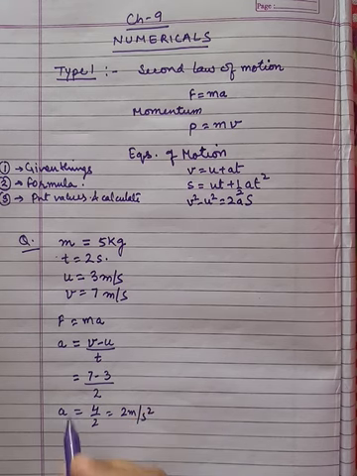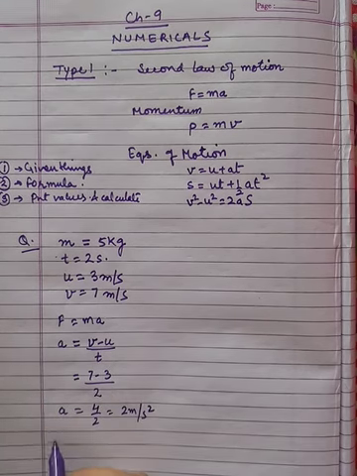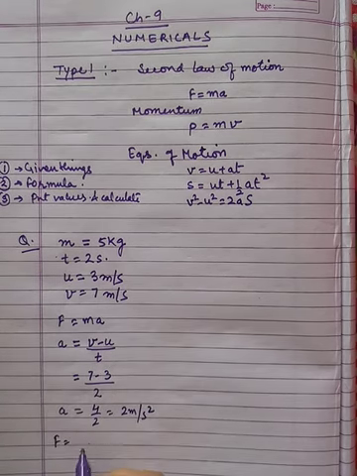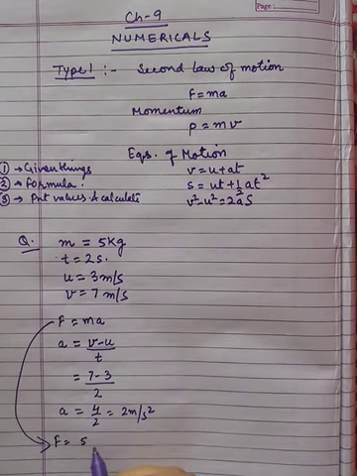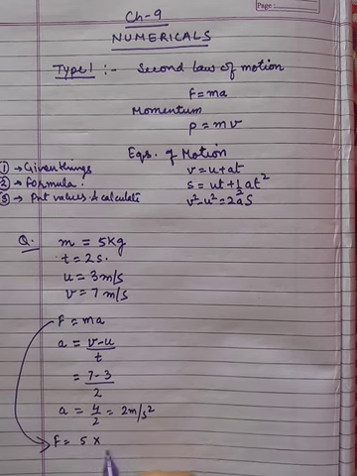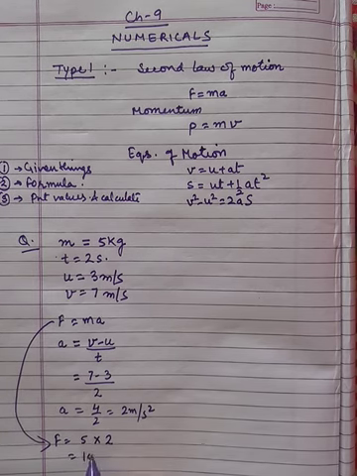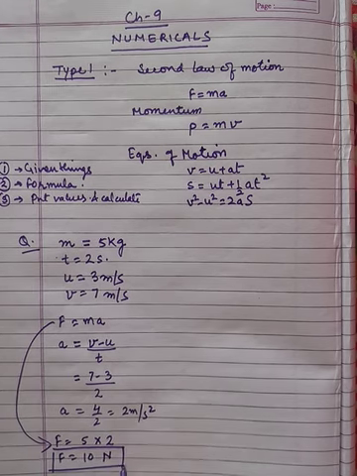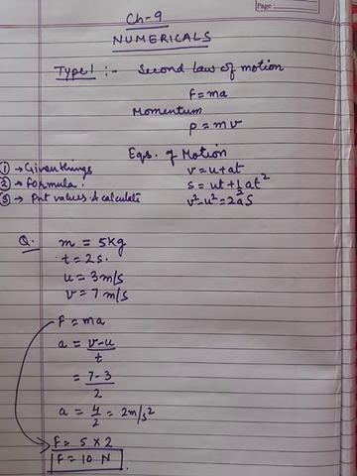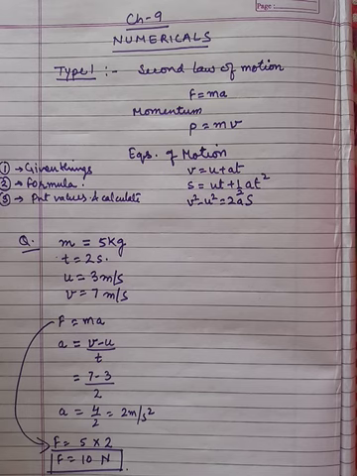Now from this first equation, F is equal to force, we have to find out. Mass was 5 and acceleration was 2, so 5 times 2 is 10. So force is 10 Newton. This is the first answer, that we have to find out the magnitude of applied force.